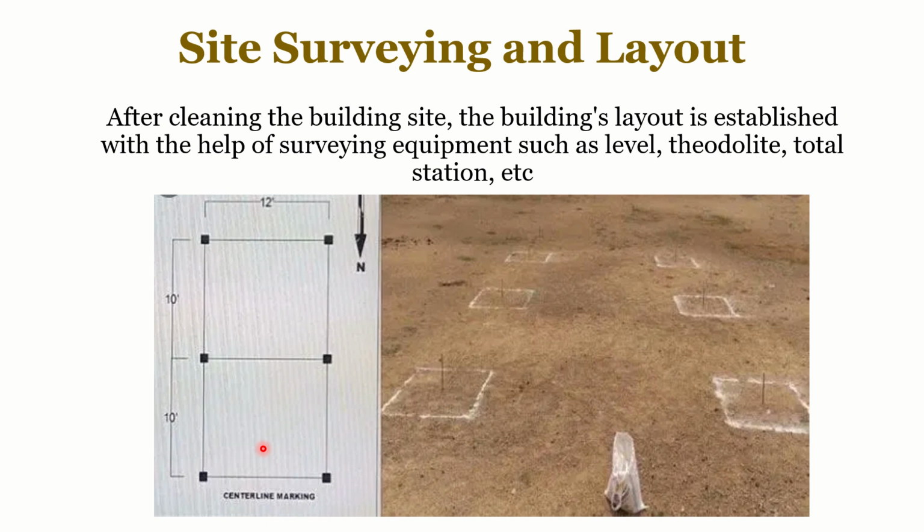The next one is site surveying and layout. So after cleaning up the entire building site, the building's layout is established with the help of surveying equipment such as a level or a theodolite, total station, etc. In this stage, the precise position of the building is determined based on the drawings. After that, the location of access roads to the construction site, storage areas for the construction materials, drainage system location, dormitory for laborers and officers are also specified. The relationship between different offices and facilities in the construction site also needs to be considered here.